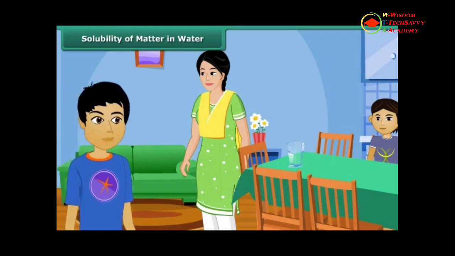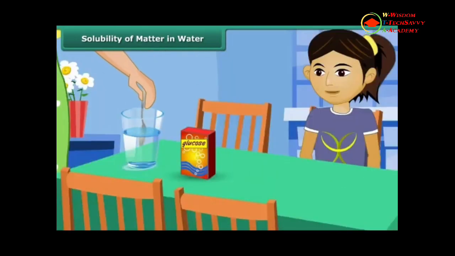Payal's brother comes back home after a football match. He is drenched in sweat. Her mother takes a glass of water, adds a spoonful of glucose and gives it to him for instant energy. Payal notices one thing. Glucose dissolves in water instantaneously. She decides to experiment with some other substances.